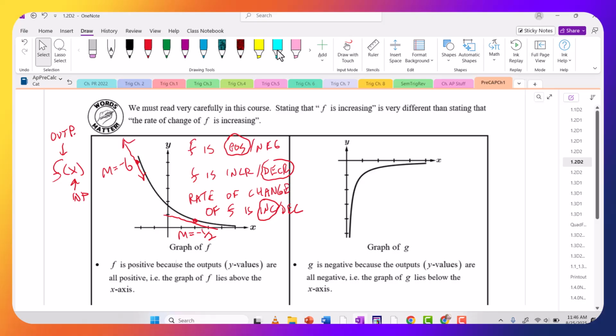But here is the x-axis. So these f's are above. So the f's are positive. That just means the y's are positive. But what's my hand doing? Going down or up as I read? Down. So f is decreasing. And then what are the rates of change doing? -6, -0.5. Who's bigger, -6 or -0.5? -0.5. So the rates of change are increasing.